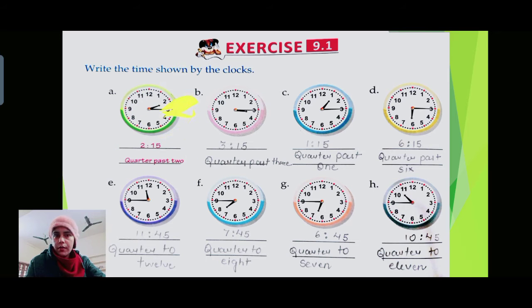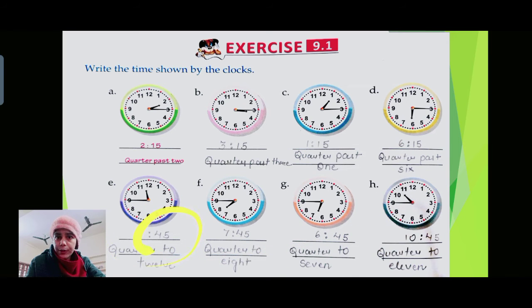The hour hand is on 2, the minute hand is on 3, so it will become 2:15 as already written here, and we have just understood that if the minute hand is on 3, it will be 2:15. Similarly, the hour hand is on 3, the minute hand is also on 3, so the time will be 3:15. Why are we doing quarter past? Because the minute hand is on 3. Here as well, the hour hand is on 1, the minute hand is on 3, it will become 1:15. Here it will be 6:15.